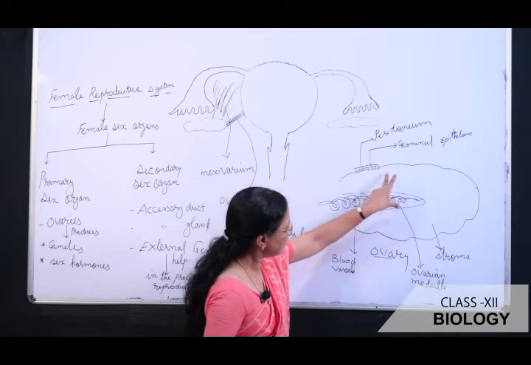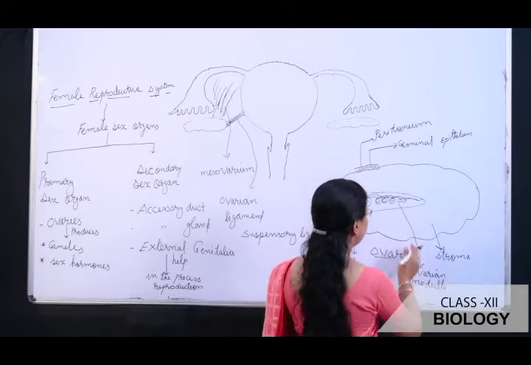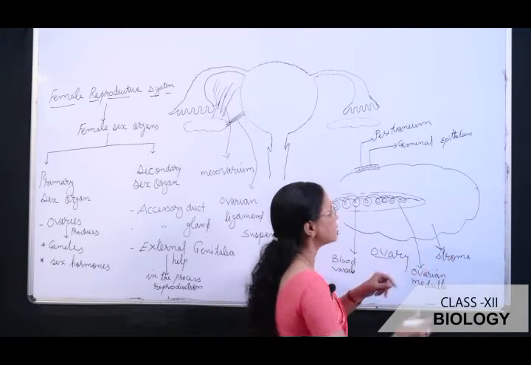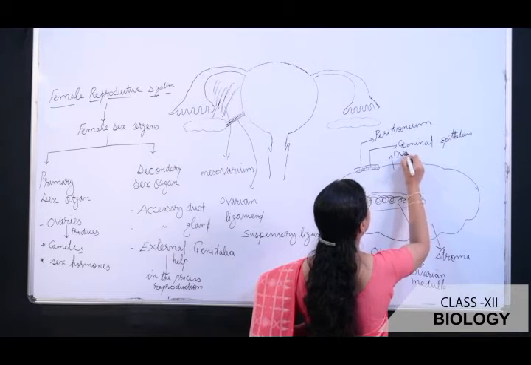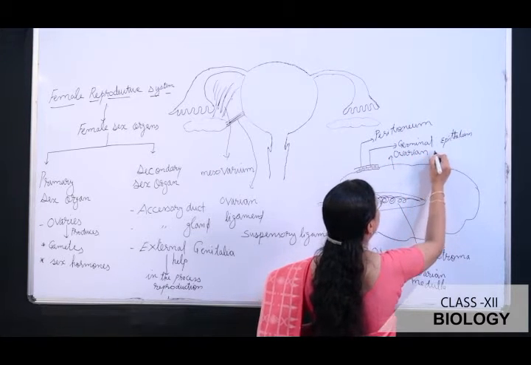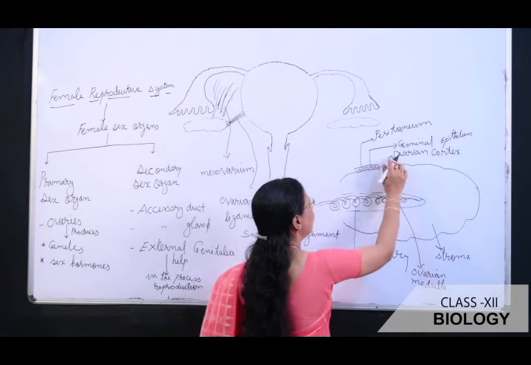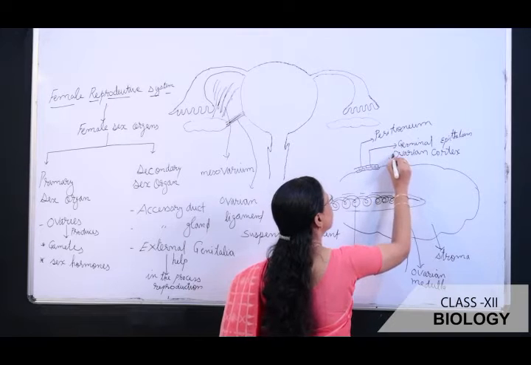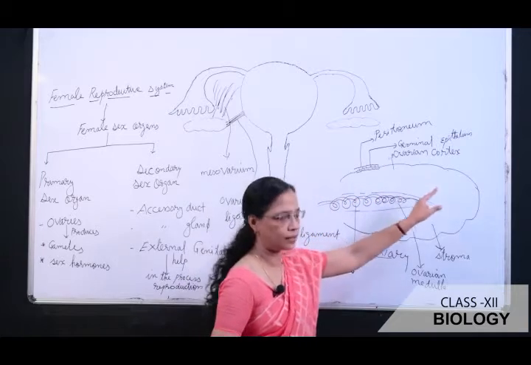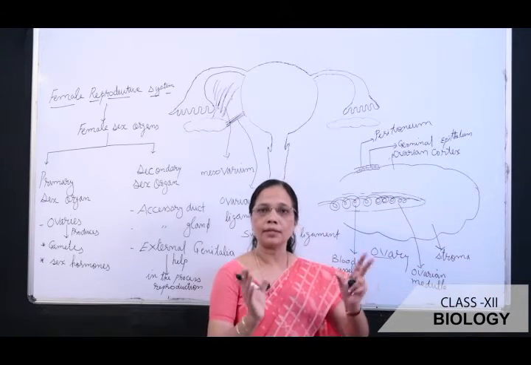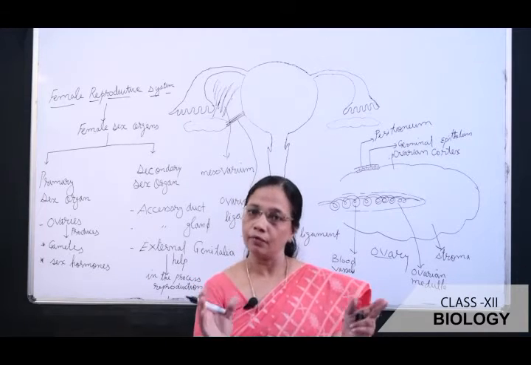The outer peripheral region of this ovary is said to be the ovarian cortex. This is the ovarian cortex. In this cortex you are able to see various stages of ovarian follicles, ovarian follicles in various stages.